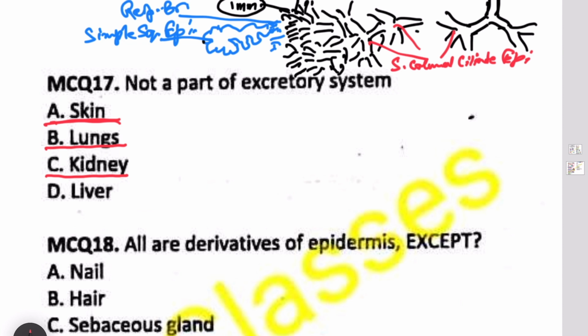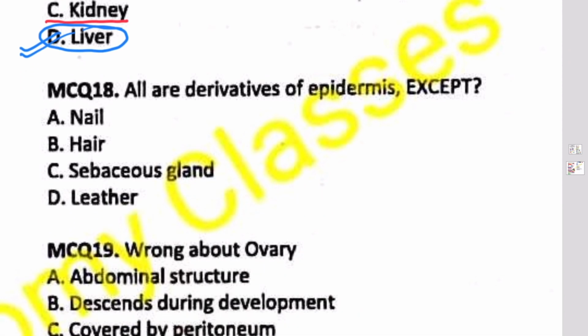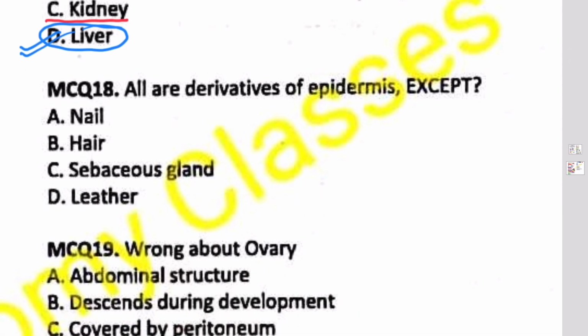So not a part of excretory system will be. Answer is liver. Prime function of liver is metabolism. All are derivatives of epidermis.